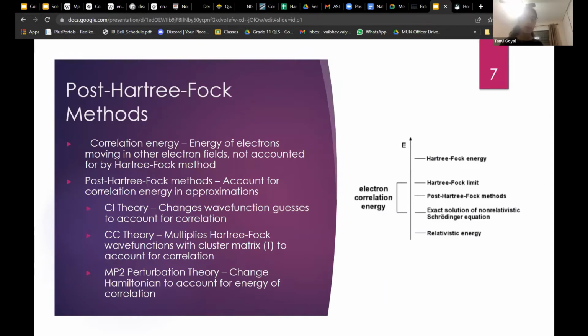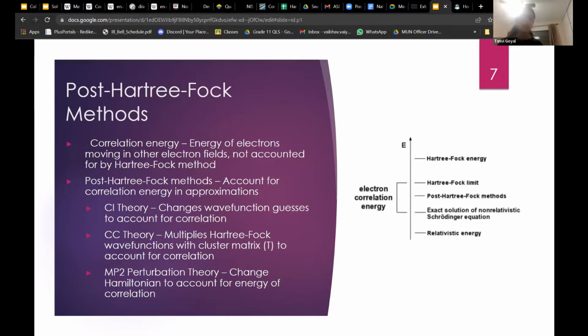And now moving on to the post-Hartree-Fock methods. Post-Hartree-Fock has multiple methods, but they all account for correlation energy in approximations. Correlation energy is the energy of electrons moving in other electrons' fields, but it's not accounted for by the Hartree-Fock method. So that's why we have post-Hartree-Fock methods.